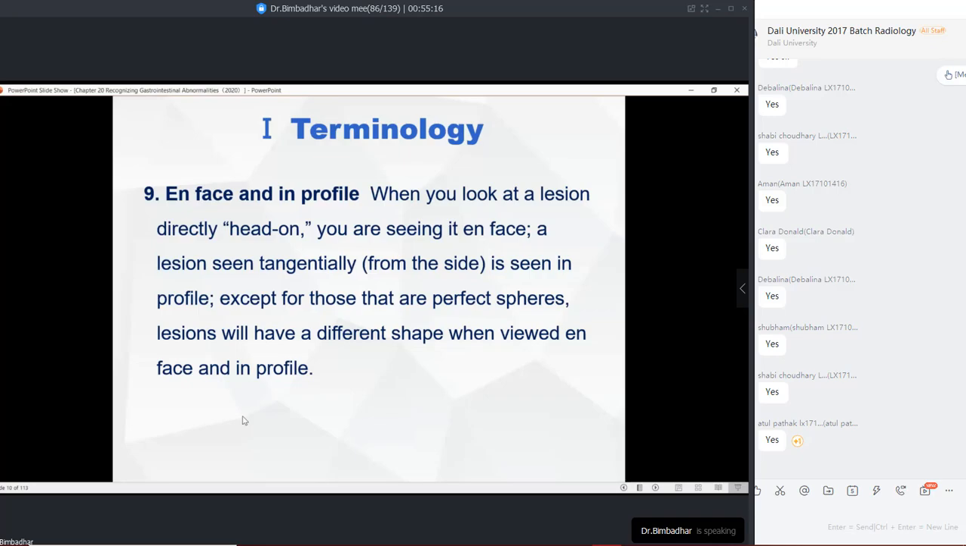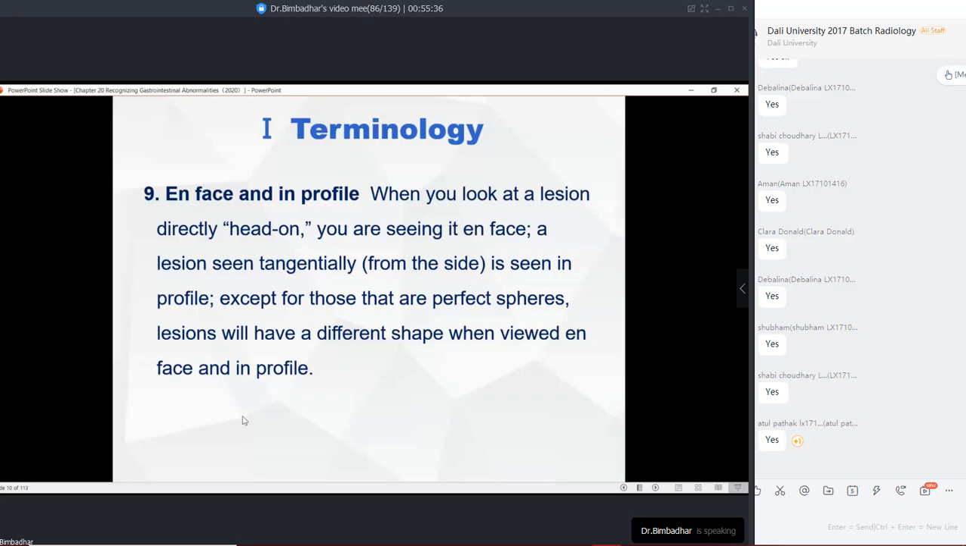But still understand that the basic lesions like a filling defect and ulceration do not change their property. It doesn't matter in which view you are looking at. Yes, they may change the shape, they may change the position, but they do not change the property of the lesion, how it is behaving.